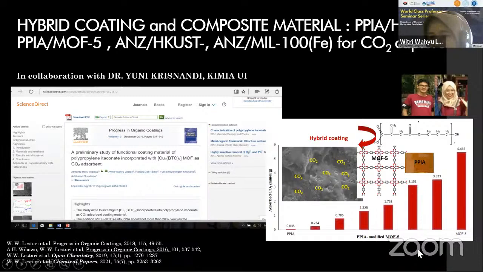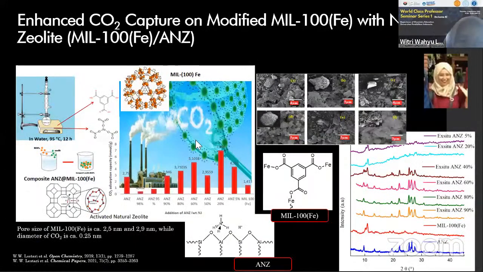And the result is, yes, here the MOF itself is still the highest. It has the highest absorption capacity, but then with the addition of MOF into the polymer, after the addition of around 30%, the absorption capacity is increased. And for CO2 absorption, if we combine the MOF with the zeolite, it means MOF can be the matrix or zeolite can be the matrix. So we try both approaches.